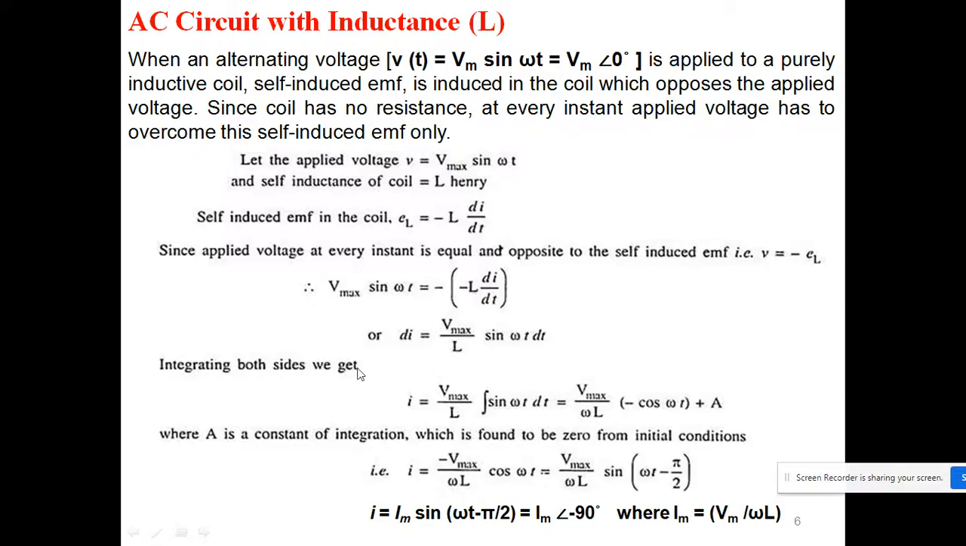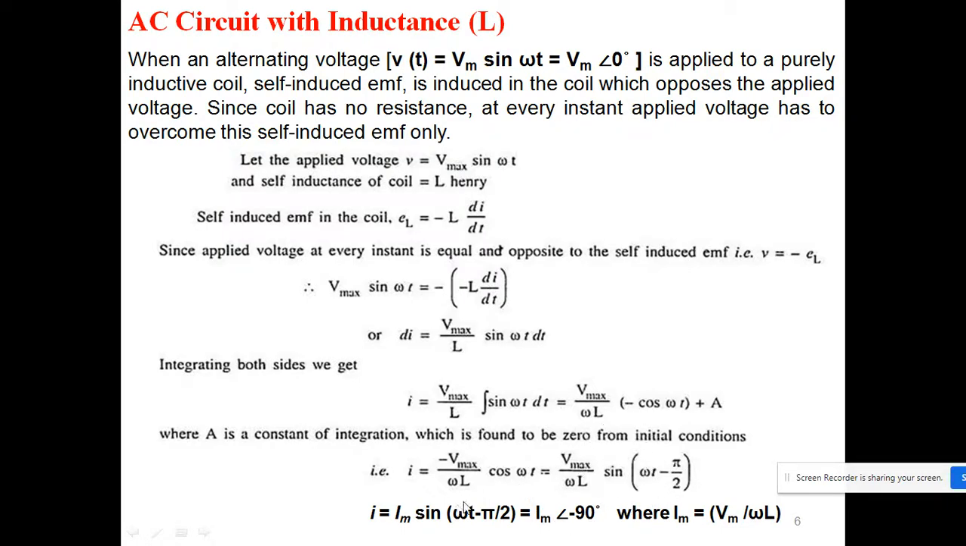So if I integrate from both sides, then what I will get is minus cos omega t plus a constant. If you put the initial values, then this constant becomes equal to 0, and this becomes equal to minus V max upon omega L cos omega t. So this is nothing but sine omega t minus pi by 2, because of this minus, we put it this way.